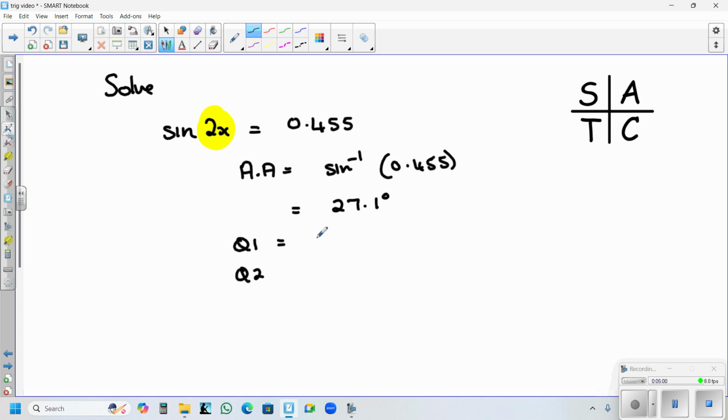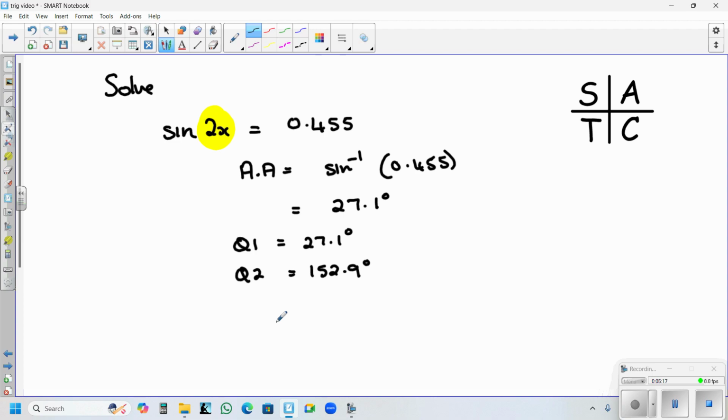In quadrant 1 it is the acute angle, which is 27.1 degrees. In quadrant 2 it's 180 minus 27.1. That turns out to be 152.9 degrees. Now that's just what you would do in National 5.